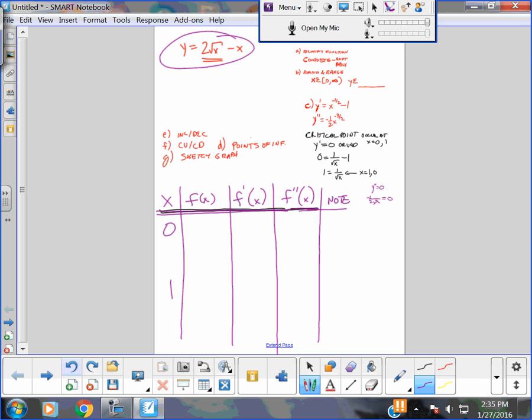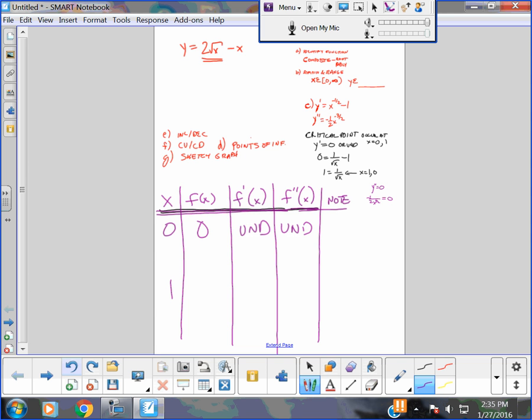I also know that the first derivative is undefined here, and the second derivative is also undefined. So again, guys, this is part of the extreme value theorem. 0 is an endpoint. This could be the global min or max. We're going to have to check it, but we'll save it for that.